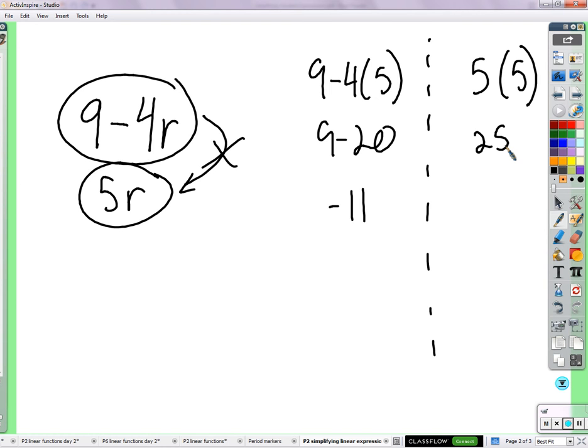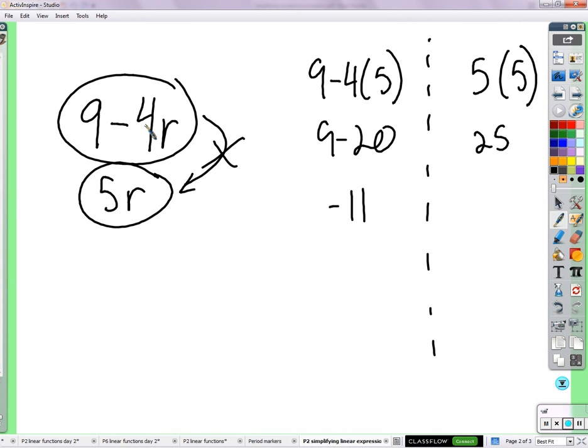But I'll never know what 4 times R is until I know what R is, right? So this multiplication has to happen first before I can subtract it from anything. And I can't multiply it, so I can't subtract it. I'm just kind of stuck. See what I'm saying? I don't know what the product of this is, and I can't subtract until I know what this product is.